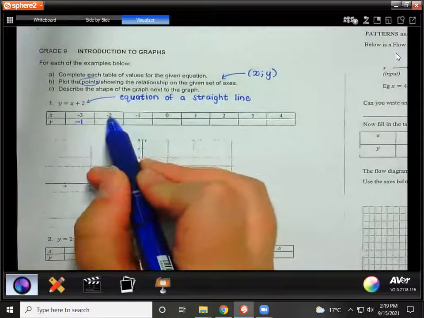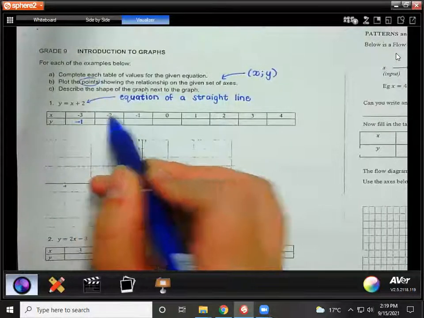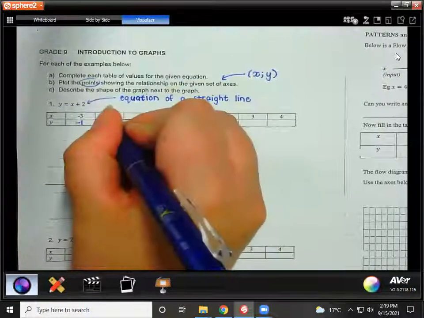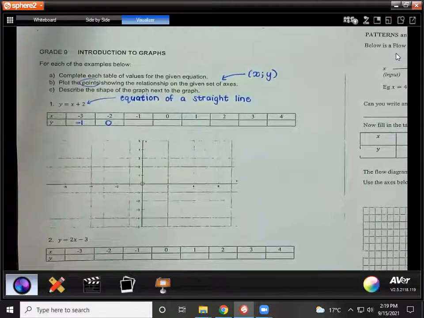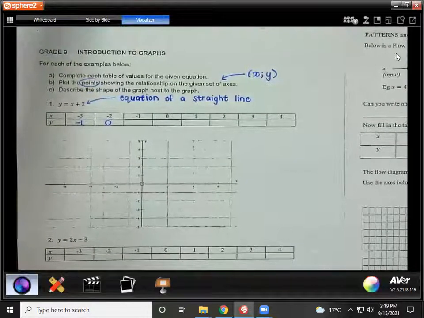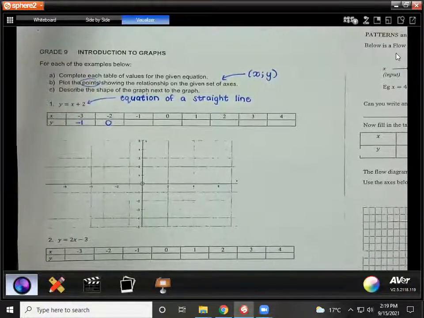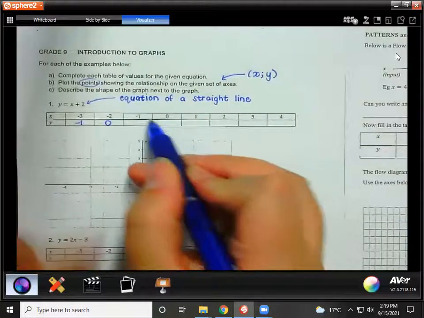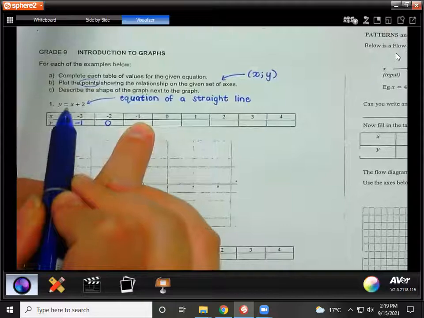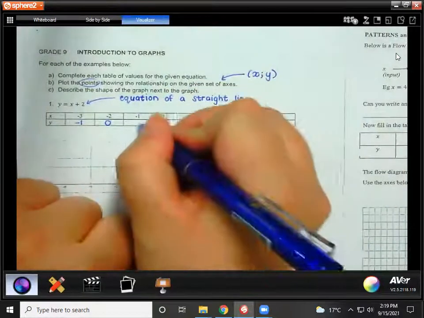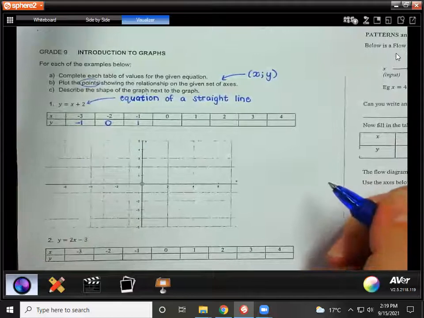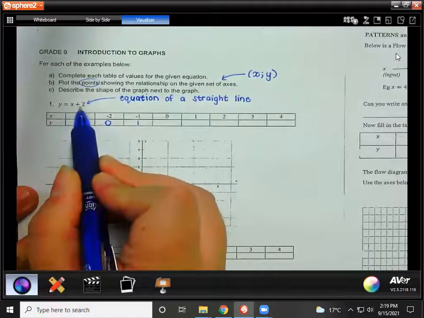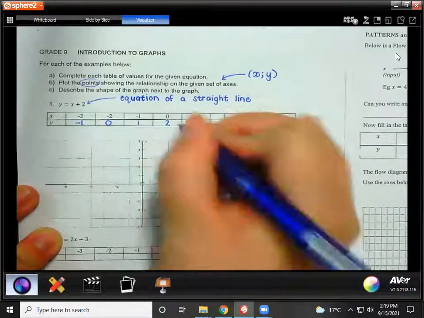Then we look at the next x value. If my x value is -2, my y value is going to be -2 plus 2, which is 0. So the x value is the input value, guys. Your y value is the output value. Okay, that's what we're getting out when we put that x value that they've given us into our equation. If my x value is -1, y is going to be -1 plus 2, which is 1. If my x value is 0, y is going to be 0 plus 2, which is 2.